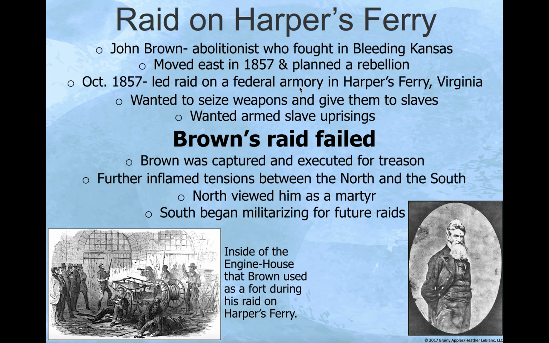So an armory is a place where weapons are stored. So he led a raid there to steal those weapons. He wanted to seize those weapons and give them to slaves, and he wanted an armed slave uprising. So in other words, he wanted to give all the slaves those weapons so that they could lead an uprising, meaning a rebellion, and fight back. But his raid failed. Brown was captured and executed, killed for treason.